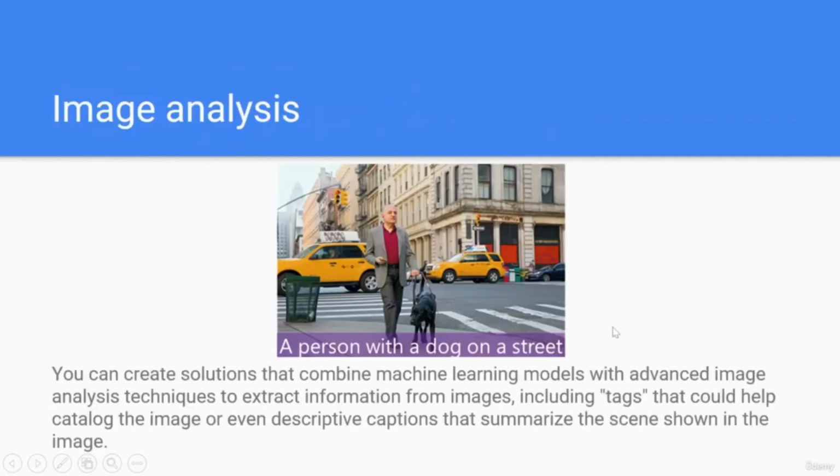Image analysis. You can create solutions that combine machine learning models with advanced image analysis techniques to extract information from images, including tags that could help catalog the image or even descriptive captions that summarize the scene shown in the image. So here you can see that from this image, a person with a dog on the street has been detected.